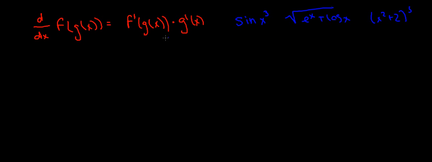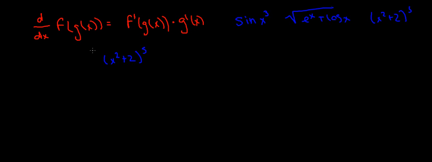So this is very easy to use. I'll just do an example and then it will be incredibly clear what to do. In fact, everyone who learns the chain rule loves the chain rule because it's so easy. So I'll do this one first. So I've got x squared plus 2 to the fifth.